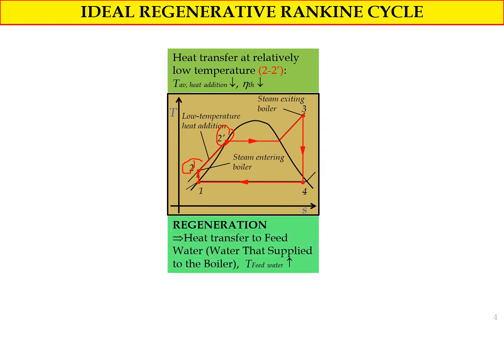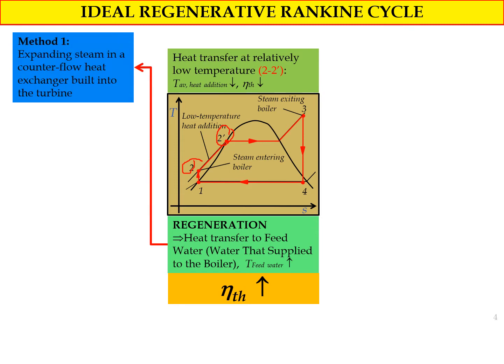And from the regeneration, we can use the heat transfer to feed water that's supplied to the boiler. By doing this regeneration, we can increase the temperature of the feed water, and we can increase the thermal efficiency of the system. So the first method is expanding steam in a counterflow heat exchanger built into the turbine.